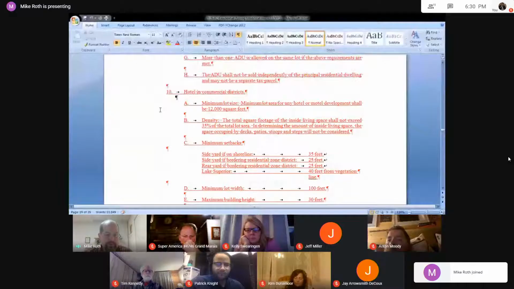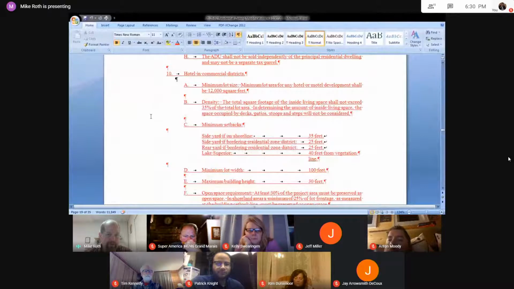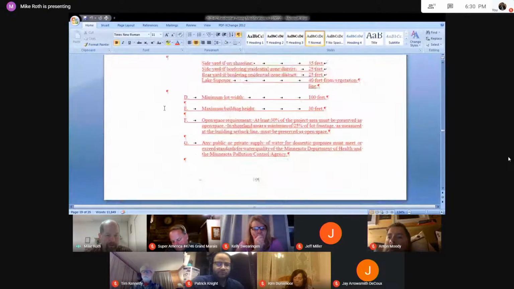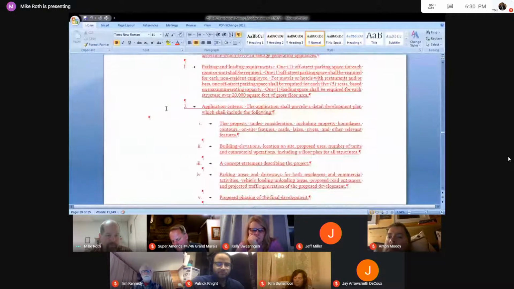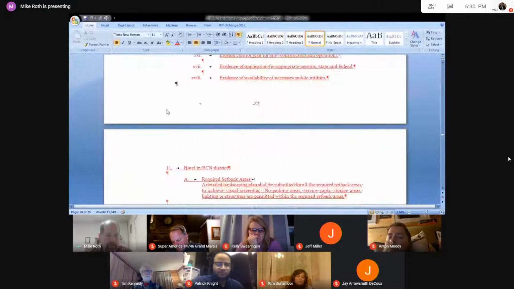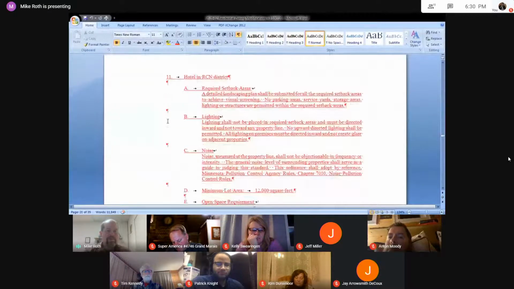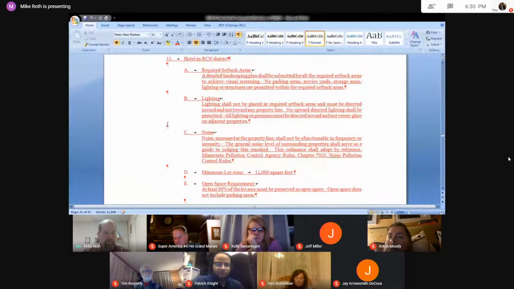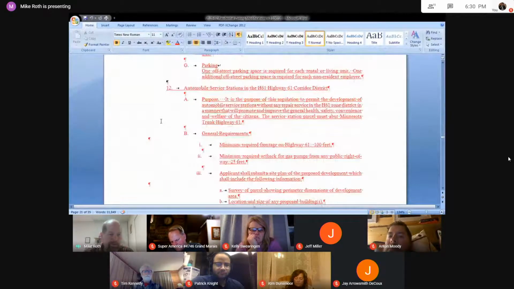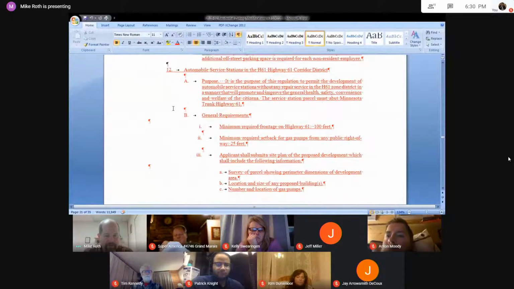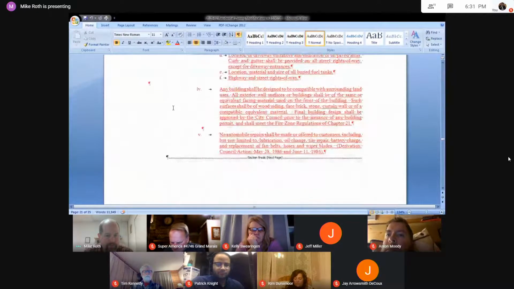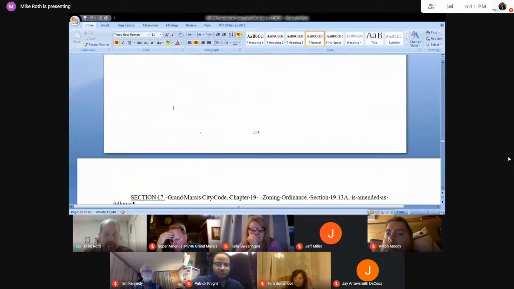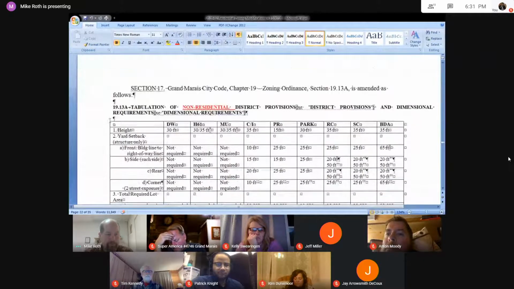Hotels and commercial districts. This is a cut and paste. So this is something that we have separately, and that we're just moving into this use specific standard zone here. None of this is being changed. Hotel in RCN district, same thing. This is cut and paste. Automobile service stations in Highway 61 zone corridor. This is also a cut and paste. If anybody's curious about any of those, we can jump in and talk about them.